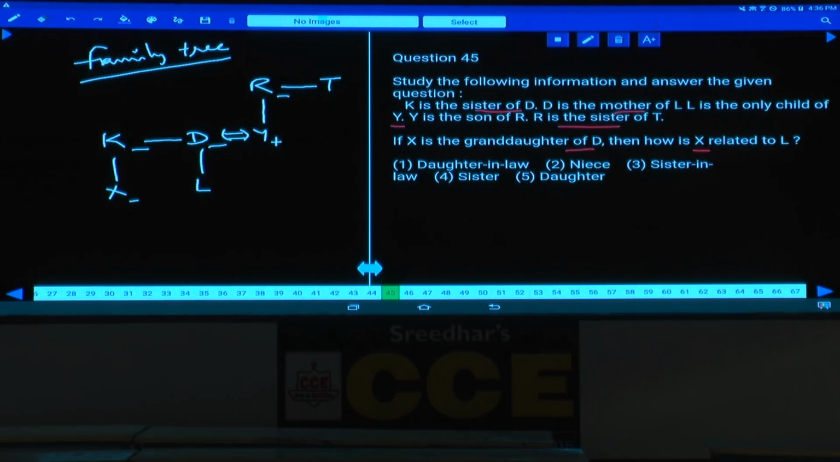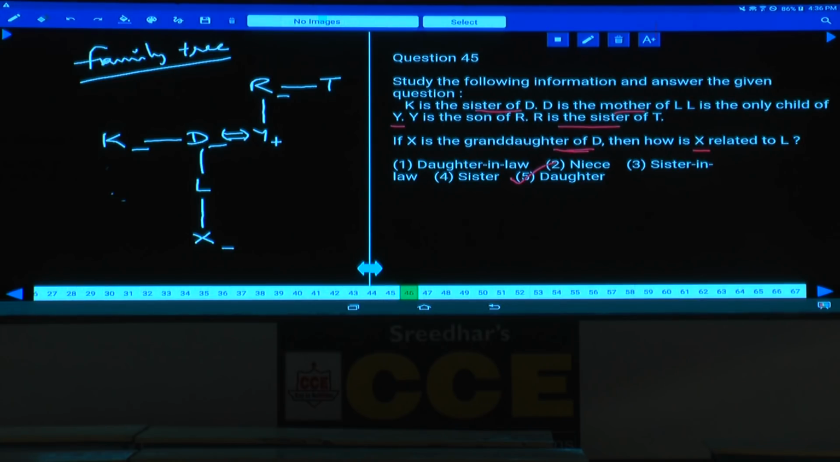X is the granddaughter of whom? Granddaughter of D. As X is the granddaughter of D, tell me who is the only child of D? L. As L is the only child of D, and X is the granddaughter of D, X must be here, isn't it? Then how is X related to L? Tell me how X is related to L. X is the daughter of L, isn't it?